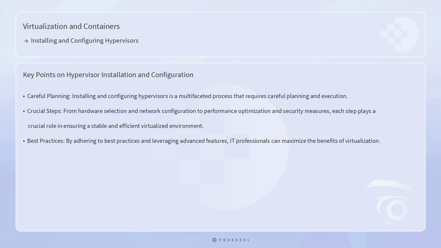In conclusion, installing and configuring hypervisors is a multifaceted process that requires careful planning and execution. From hardware selection and network configuration to performance optimization and security measures, each step plays a crucial role in ensuring a stable and efficient virtualized environment. By adhering to best practices and leveraging advanced features, IT professionals can maximize the benefits of virtualization, driving innovation and efficiency in their organizations. Mastery of hypervisor installation and configuration is a foundational skill for anyone seeking to excel in the field of cloud computing and virtualization.